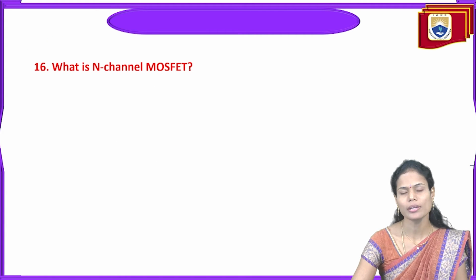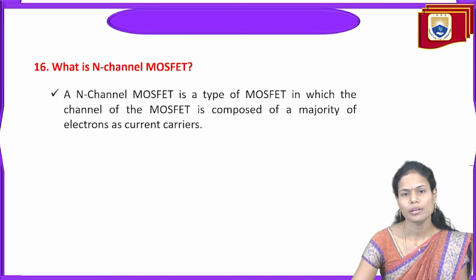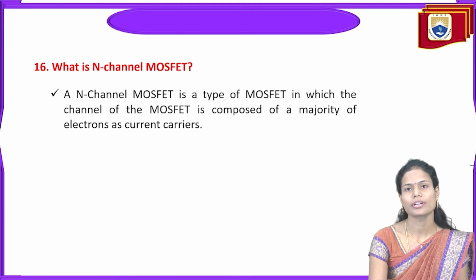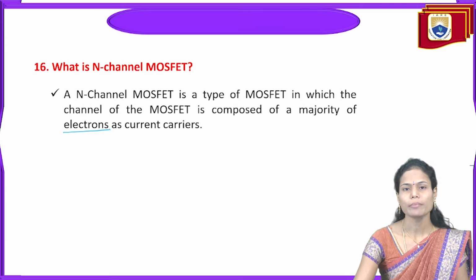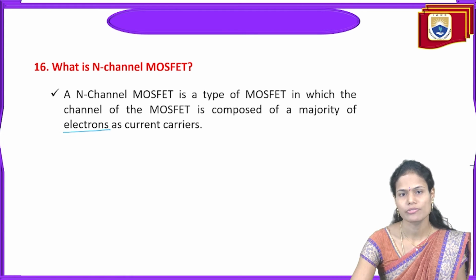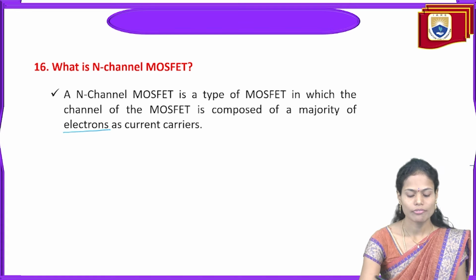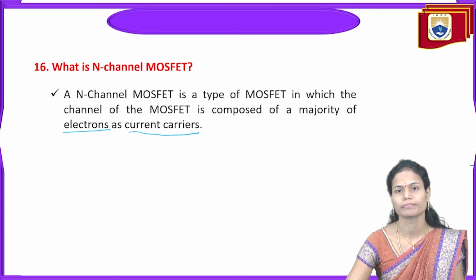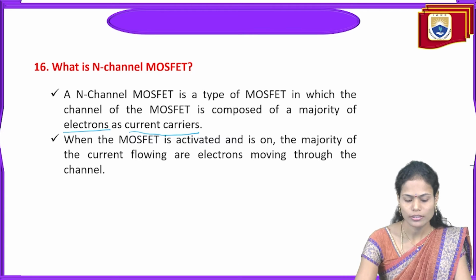So what is meant by an N channel MOSFET? The N channel MOSFET is also one of the types of metal oxide semiconductor field effect transistor. In this case, the majority carriers are the electrons. The movement of electrons in the N channel MOSFET gives the current conduction in the device, so these are called the current carriers here. Whenever the MOSFET is in the on state, the movement of the majority charge carriers gives the current flowing through the channel.